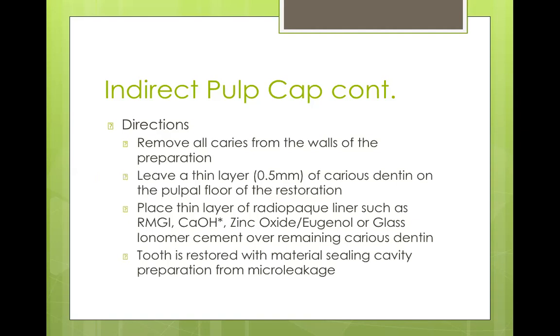How do you complete an indirect pulp cap? Remove all decay from the walls of the preparation. Most important, your DEJ should be nice and clean. You want to leave a thin layer of carious dentin on the pulpal floor of the restoration. It's difficult to gauge how much is 0.5 mm. What I do is I try to remove as much decay as possible on the walls and DEJ, and I pretty much leave the dentin on the pulpal floor. I place a thin layer of radiopaque liner such as an RMGI, like Vitrebond or Ultra-Blend. You can also use calcium hydroxide.